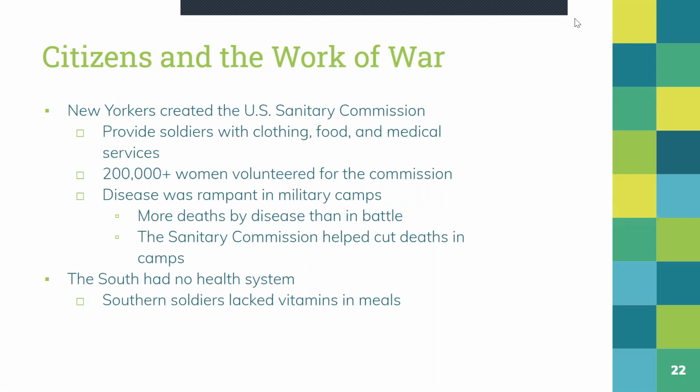To help win the war and help the soldiers specifically, New Yorkers created the U.S. Sanitary Commission, which is a group meant to provide soldiers with clothing, food, medical services, doctors, nurses. And their goal was to clean up camp life for soldiers because disease was running rampant in the camps. In fact, more people died of disease during the Civil War than by dying in battle. The Sanitary Commission would help cut deaths in camps, and the South really didn't have a system like this.